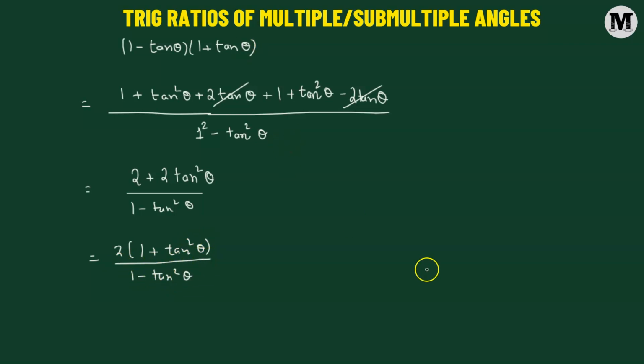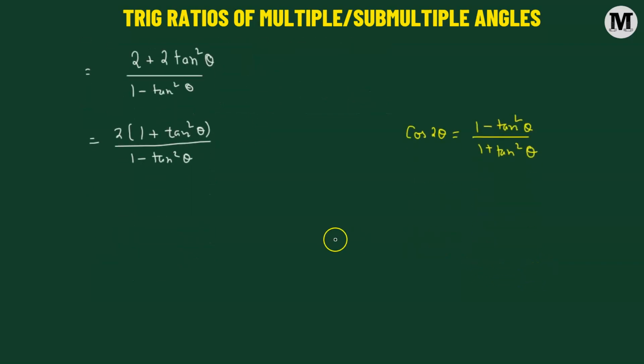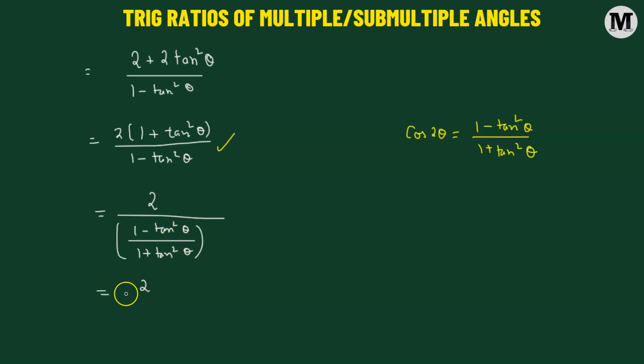Now we have a standard formula. So whenever we have cosine of the angle 2 theta, that can be expressed as 1 minus tangent squared theta divided by 1 plus tangent squared theta, which means that we can rewrite this entire expression as 2 divided by, so here we'll divide both numerator and denominator by 1 plus tangent squared theta. So that gives us 1 minus tangent squared theta divided by 1 plus tangent squared theta. Now we can replace this with cosine of 2 theta. So we get 2 over cosine of 2 theta.